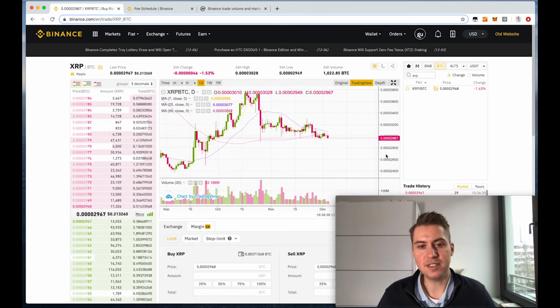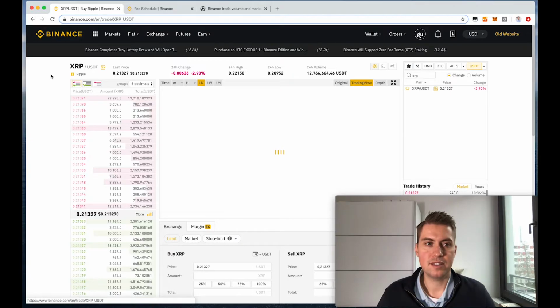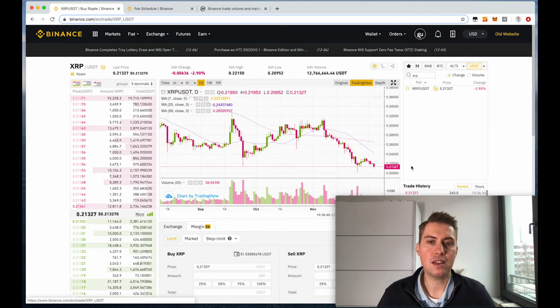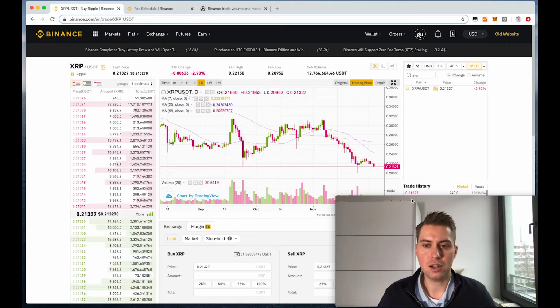It's a BTC price here. You could also do it against USDT, so Tether. Then you trade XRP against Tether, and you can see the price here is 21 cents currently.